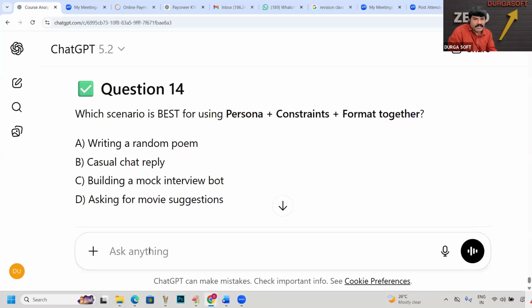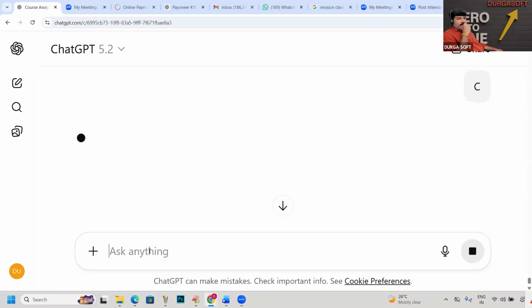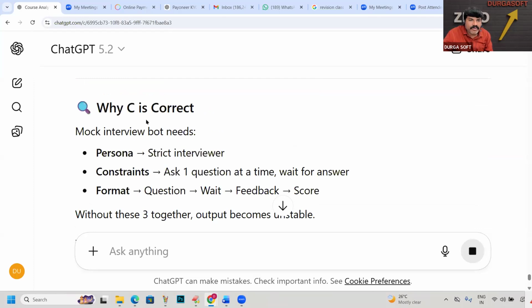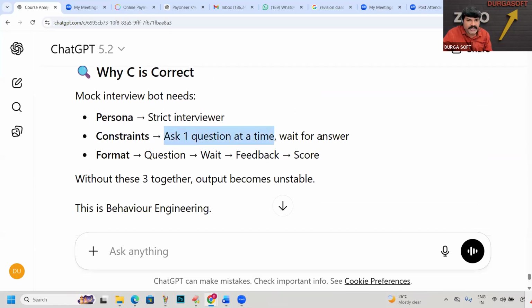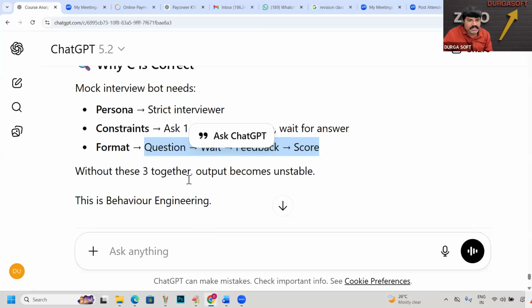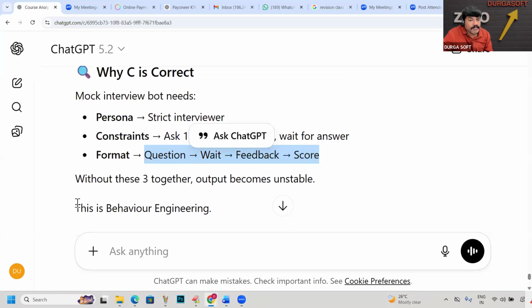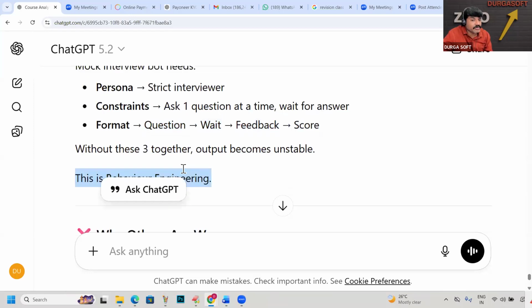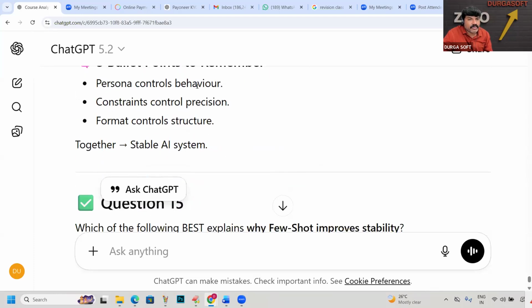Mock interview. Persona: strict interviewer. Constraints: ask one question at a time, wait for my answer. Format: question, wait, feedback, score, something like that. So without these three together, output becomes unstable. This is behavior engineering. Persona controls behavior, constraints control precision, format controls the structure.